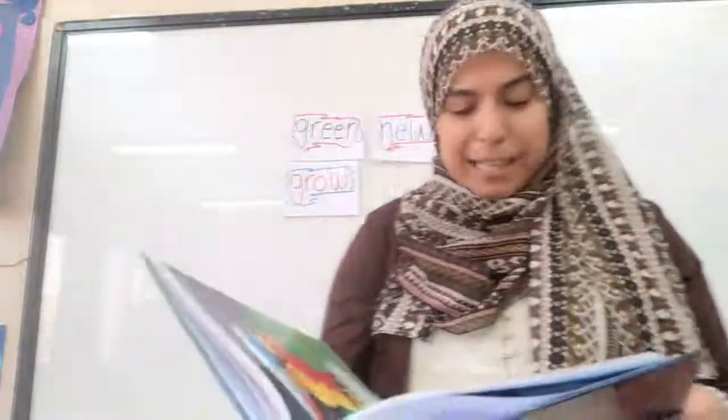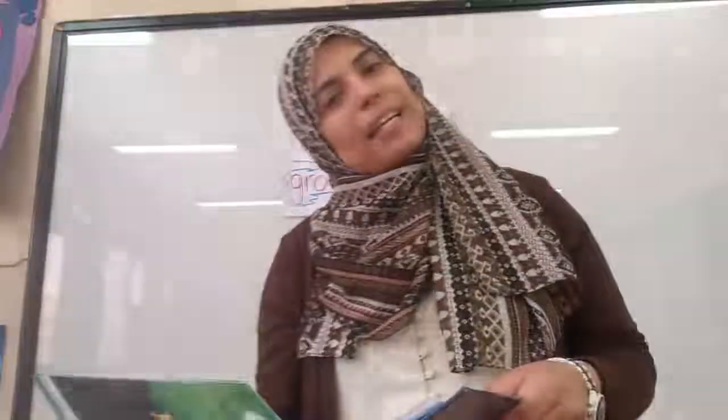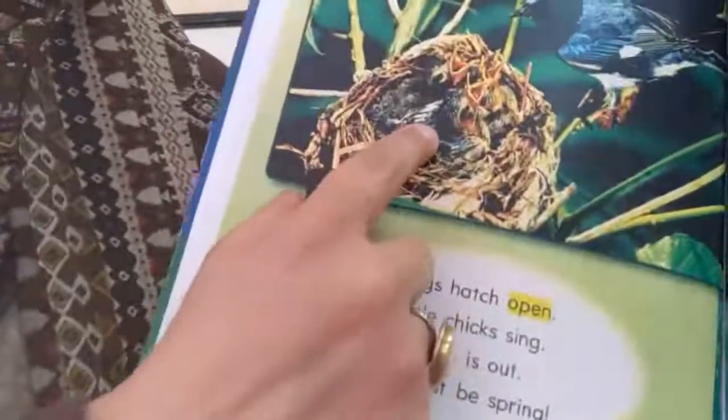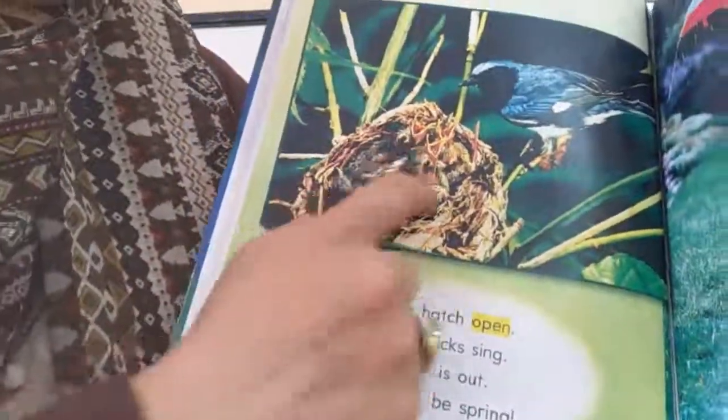Then another information he's telling me, eggs hatch open, little chicks sing, the sun is out, it must be spring. Wow, this is rhyming. It's like a poem. Sing and spring, they are rhyming together. So she is telling me here in this picture, she is showing to me little birds, little chicks, little birds.